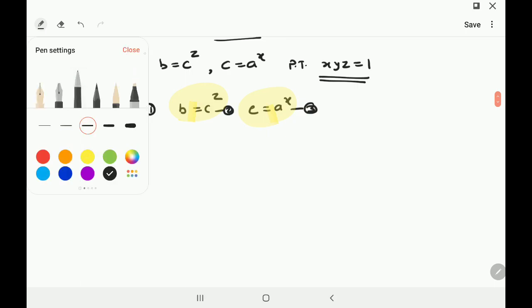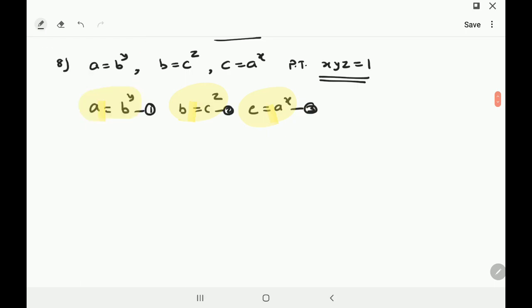Okay, take any one equation. So I'm taking the first equation, a is equals to b raised to y. What is b? B is c raised to z. So in place of b I'll write c raised to z. So it is c raised to z raised to y. Check properly, b has been replaced by c raised to z.